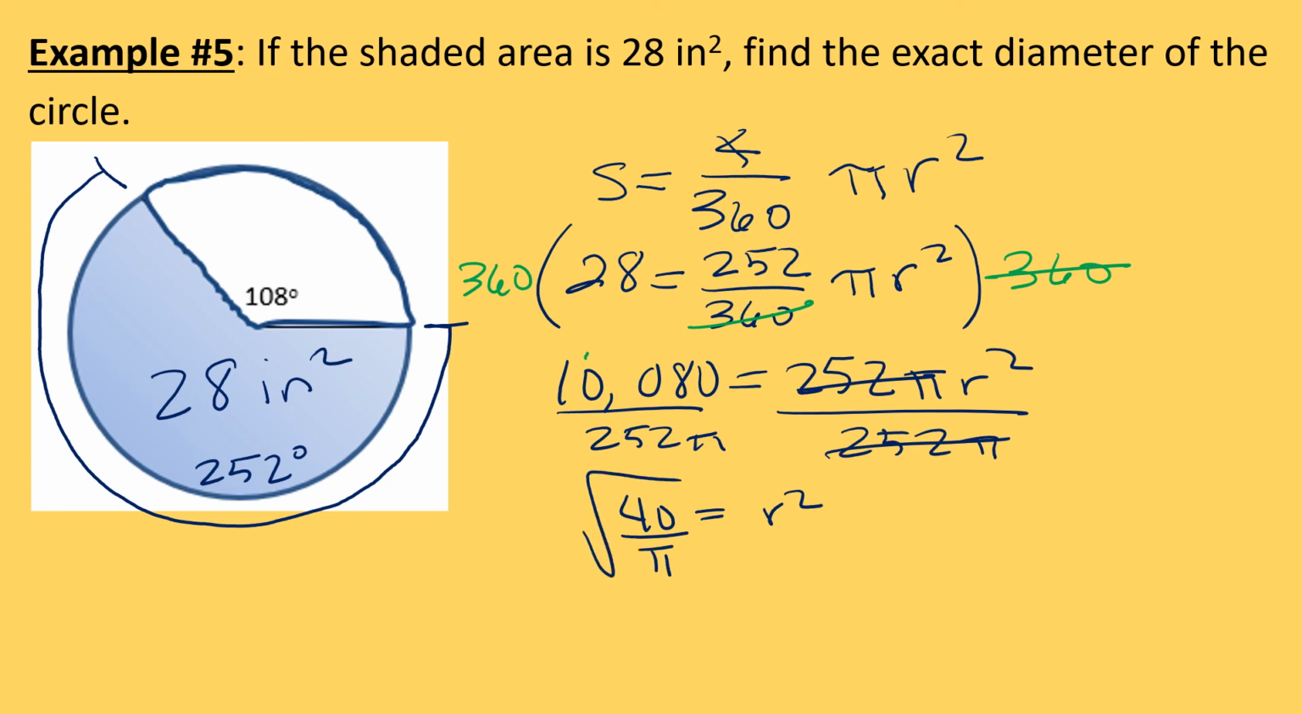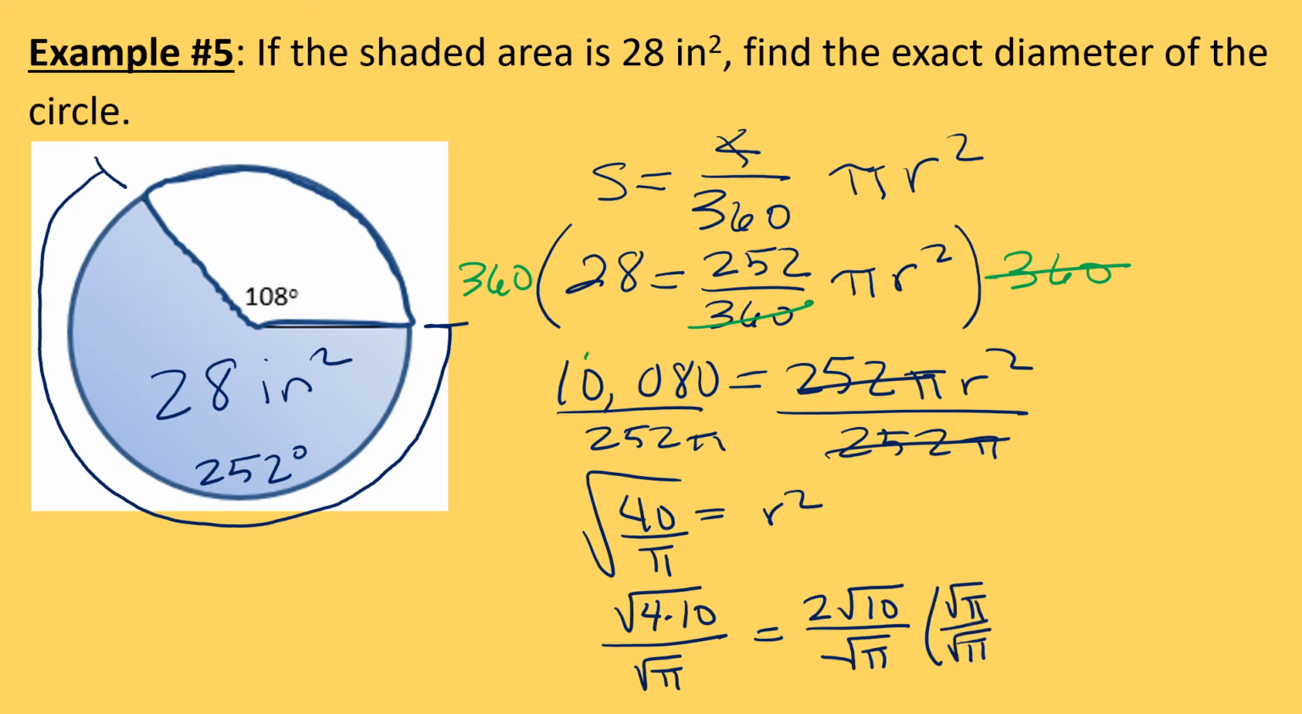So r squared says take the square root of that. So ultimately, I have the square root of 4 times 10 over the square root of pi. The square root of 4 is 2. I cannot break down the square root of 10. And I need an exact answer, so I'm going to rationalize my denominator. So looking for a pretty ugly looking answer that makes your math teacher happy. So this is my radius, and my radius is going to be in inches because of the unit that was tied to the original problem.